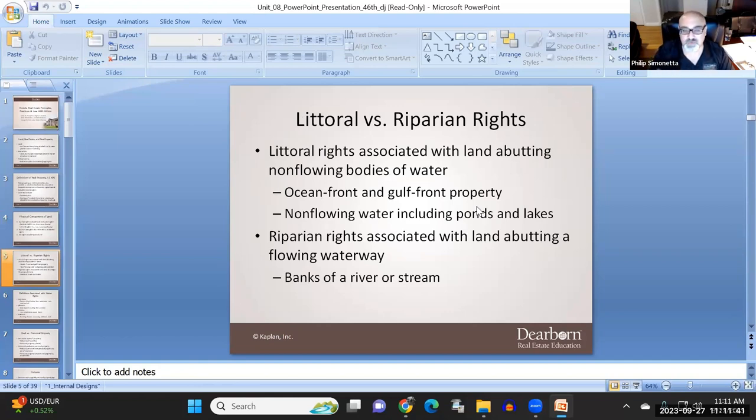So let's talk about the littoral versus riparian. Okay, so littoral rights are associated with the land abutting non-flowing bodies of water. So that's like a house on the ocean, a house on the Gulf, a house on the lake. Okay, it's non-flowing water, and that includes ponds and lakes. Riparian rights are associated with land abutting a flowing waterway. That would be a bank of a river or a stream or a creek, something that's flowing.